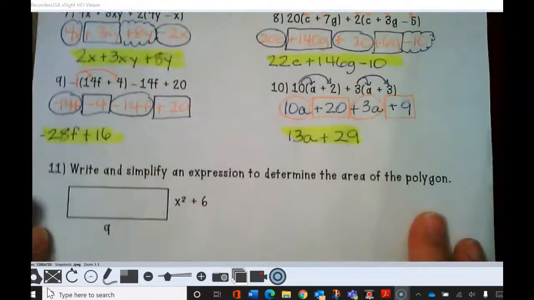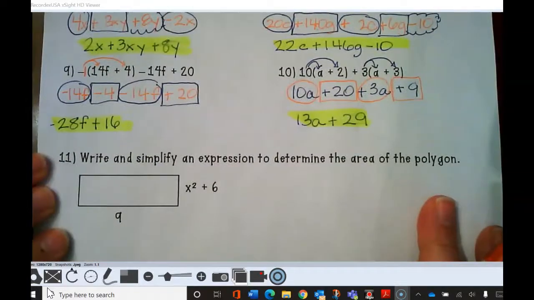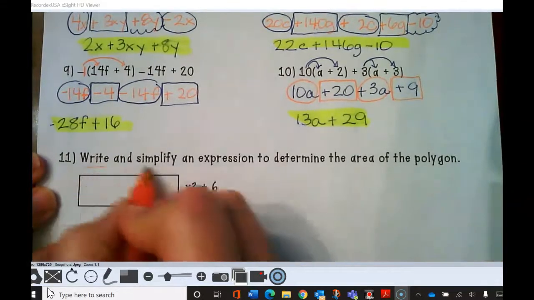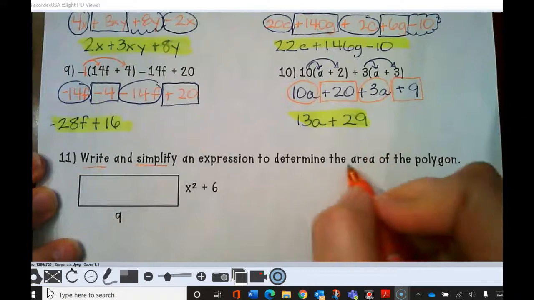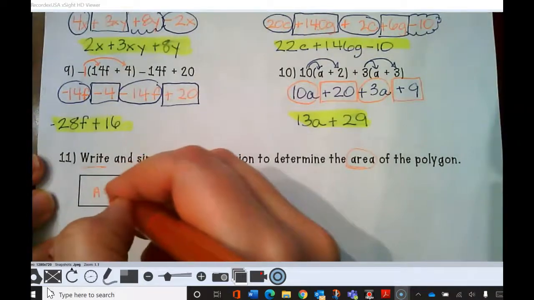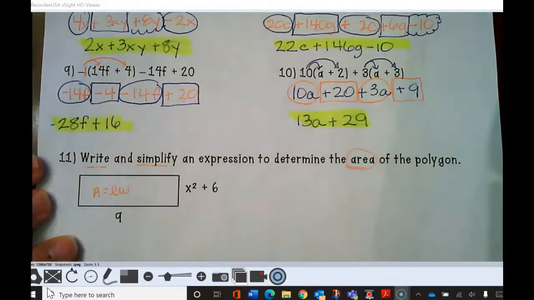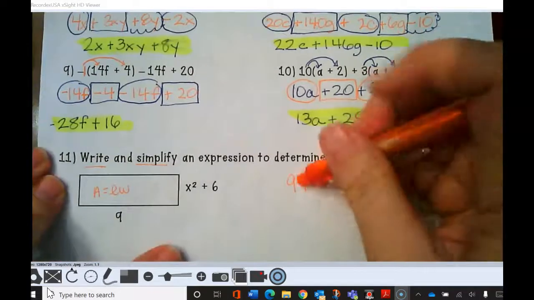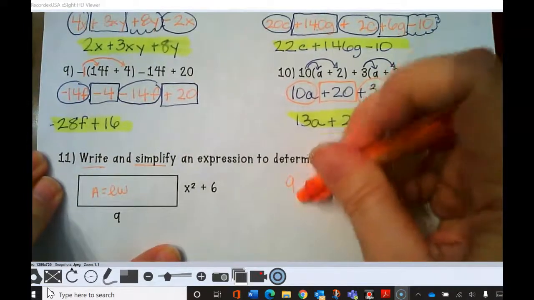Alright, one more. I like to show how we can apply algebra concepts to geometry. So this tells us to write and simplify an expression to determine the area of the polygon. So if you look, our polygon is a rectangle, and the formula for area of a rectangle is length times the width. So here's what we need to do. This is your length, this is your width. So we're going to write 9, which is your length, times the width.